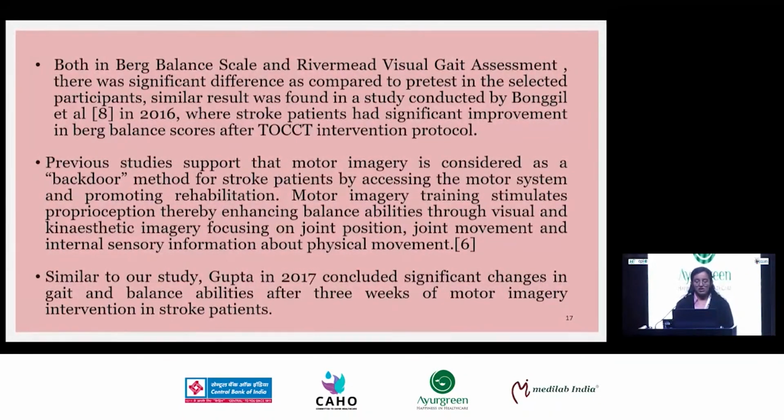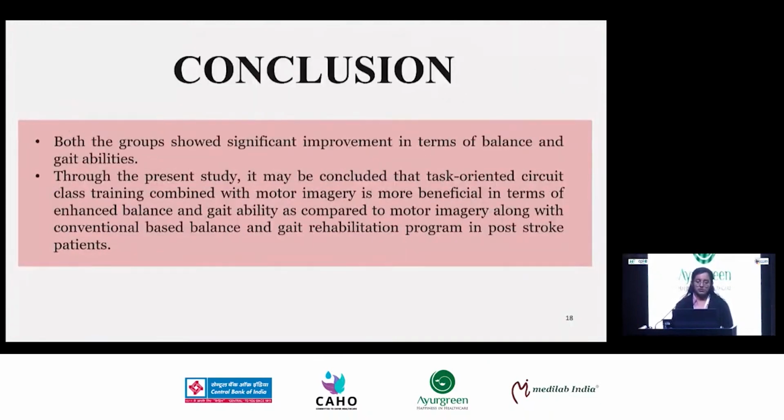Similar to our study, Gupta in 2017 concluded significant change in gait and balance ability after 3 weeks of motor imagery intervention in stroke patients. Conclusion: both the groups showed significant improvement in terms of balance and gait abilities. Through this present study, it may be concluded that TOCCT training when combined with motor imagery is more beneficial in terms of enhanced balance and gait ability as compared to motor imagery along with a conventional balance and gait rehab program in post-stroke patients.